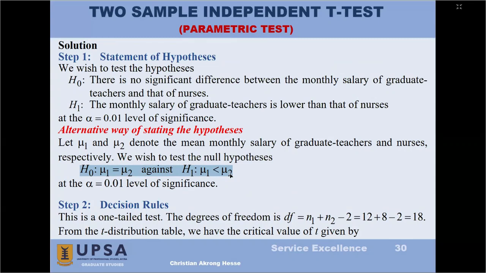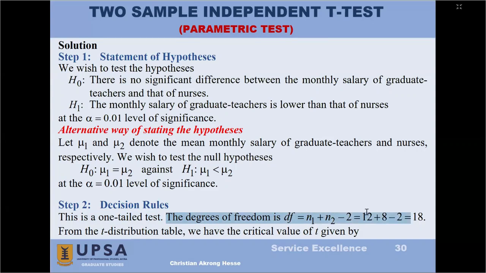Is that a one-tailed test or two-tailed test? One-tailed test. Yes, so we come to the decision rule. First you state that it's a one-tailed test. Because it's a one-tailed test, you don't need to divide the alpha into two. Then you determine the degrees of freedom.